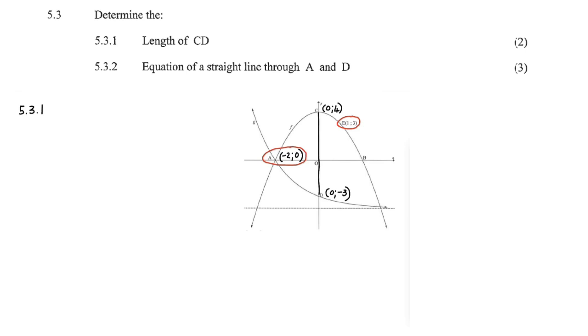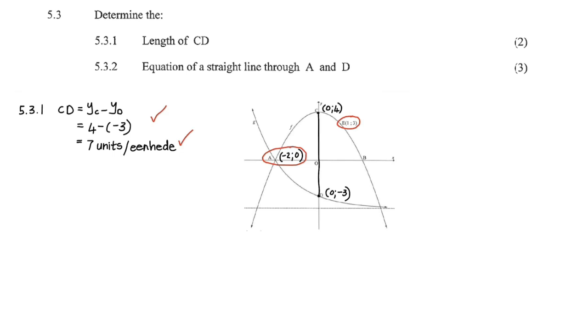So what we have to do now is determine the vertical distance between these 2 points. So let's start with that. We can say CD is equal to the y-coordinate of C minus the y-coordinate of D. So now we have 4 minus negative 3, remember, a negative and a negative equals a positive. So 4 plus 3 equals 7. So CD is 7 units long. Let's take a look at the mark allocation. You will get 1 mark for the correct substitution of the coordinates, and then you will get 1 mark for calculating the correct distance of 7.